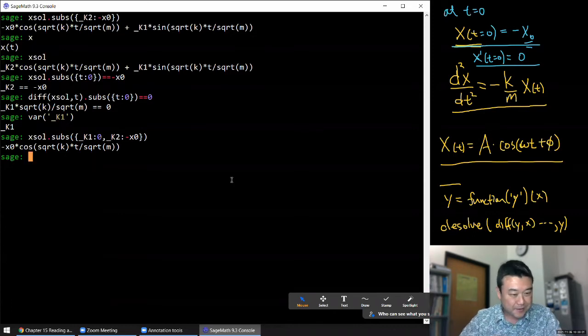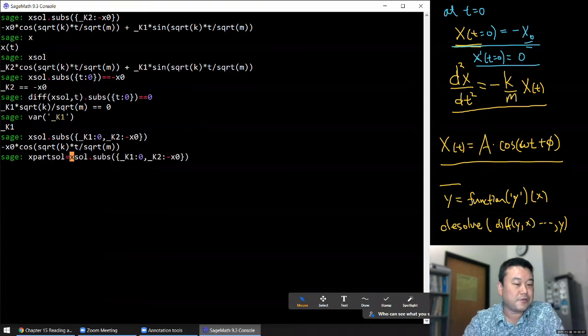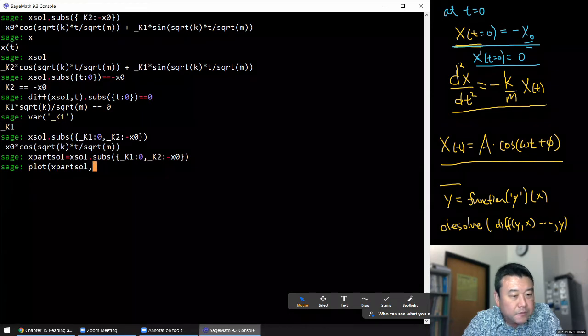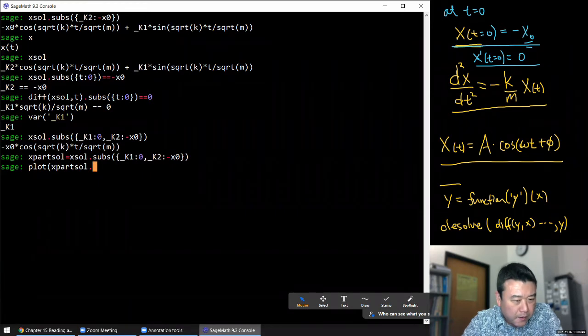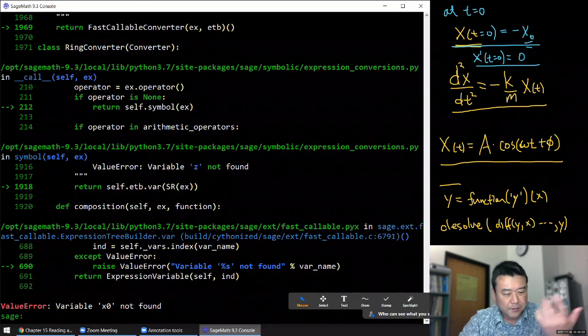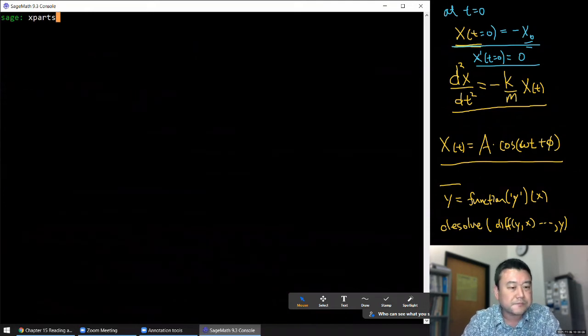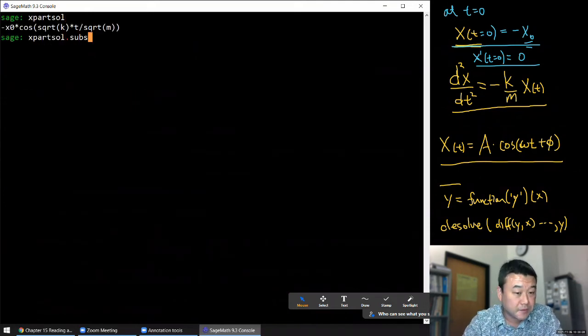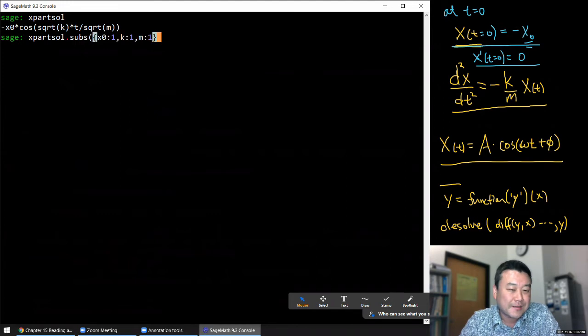So this is my solution. Let me put this in as x particular solution. Can I plot this? I think I might be able to plot this solution as a function of t. Oh wait, I need to plug in some numbers, because if I just did this, I'm pretty sure it's going to complain, variable x not found and all that stuff. So I need to substitute in x now. Let's just make it 1. Let's just make everything 1. I think we'll be fine with that, just to plot something.